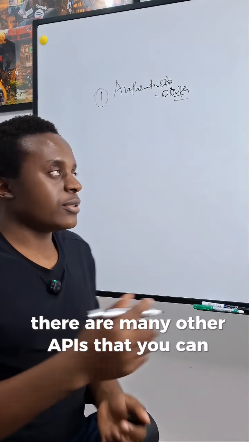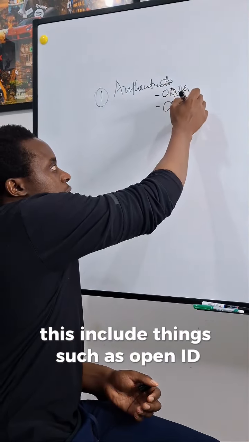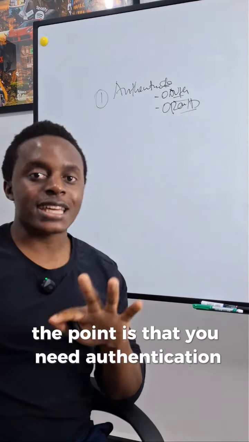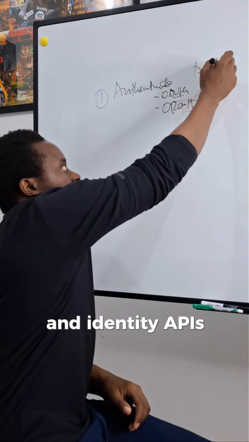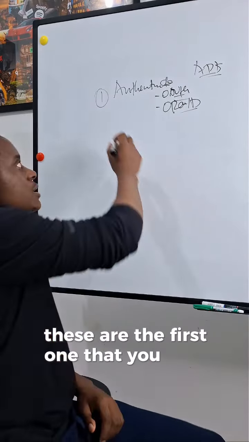There are many other APIs that you can use. This includes things such as OpenID. There are many of these. The point is that you need authentication and identity APIs. These are very important. These are the first one that you need.